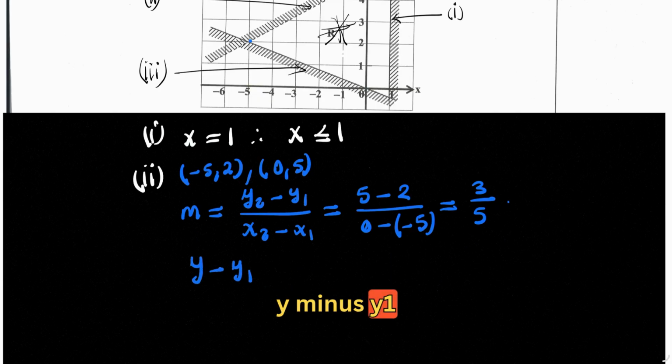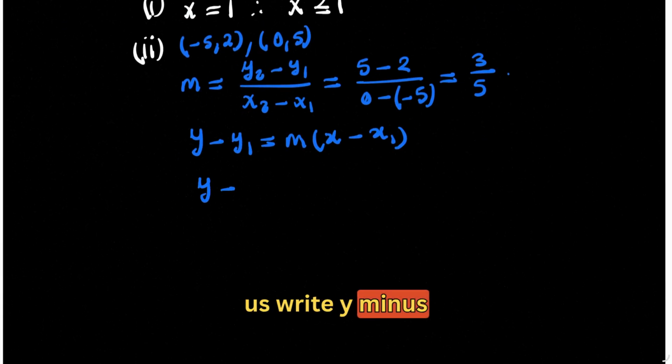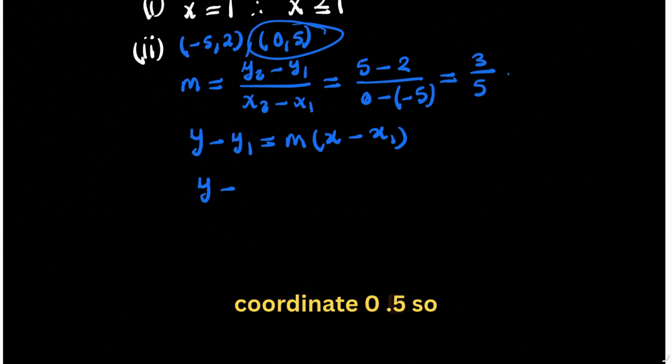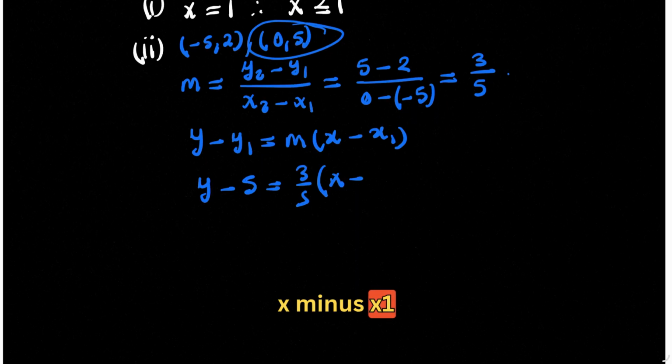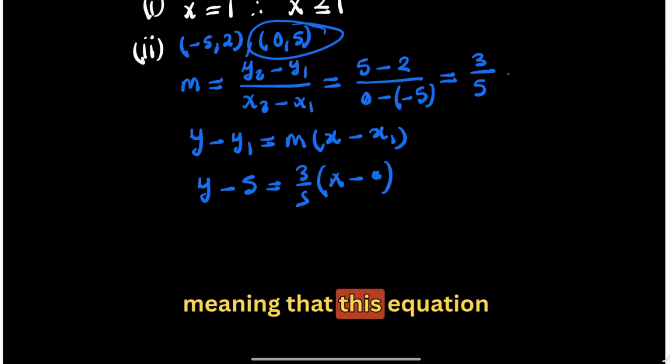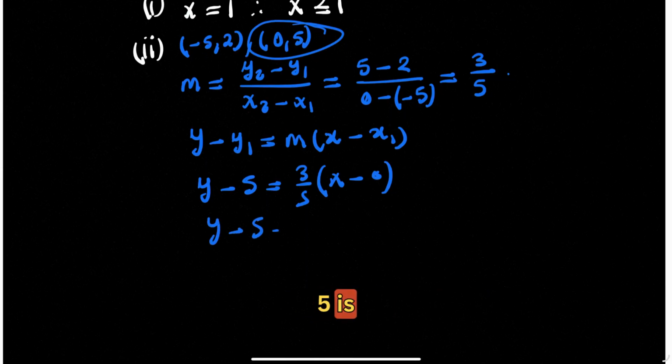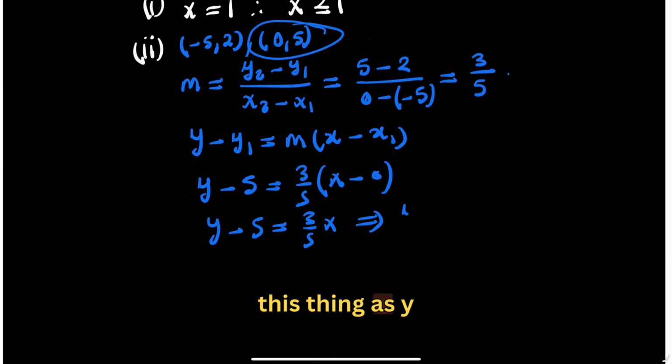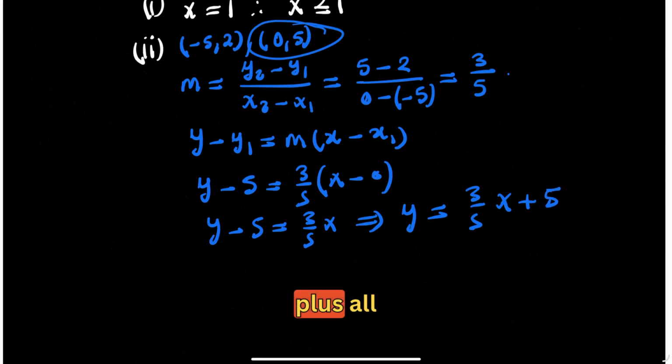Y minus y1 is equal to m, which is the slope, times x minus x1. Let us write y minus, I will use the second coordinate 0, 5, so our y1 is 5. This is equal to m, which is 3/5, times x minus x1, which is 0. So this equation is y minus 5 is equal to 3/5x. And I can write this as y is equal to 3/5x, the 5 crosses the equal sign and becomes a plus.